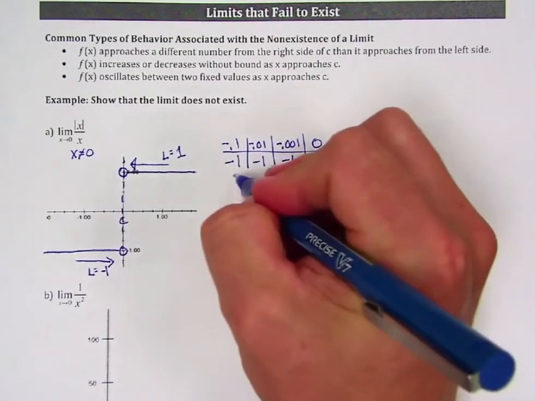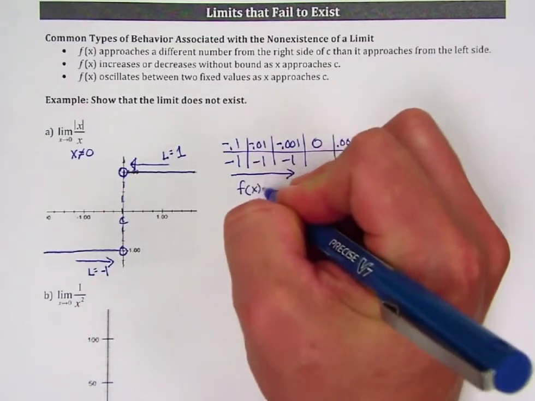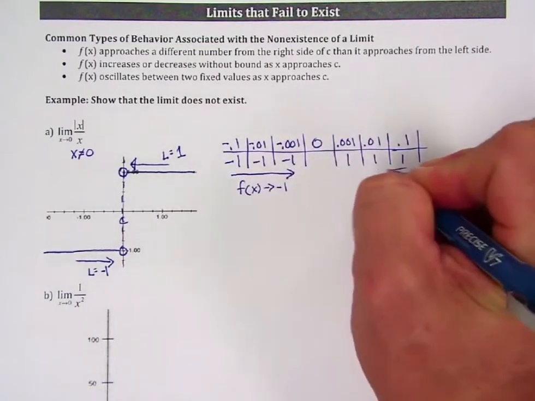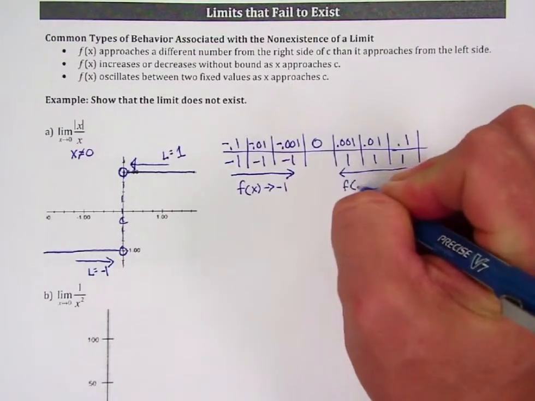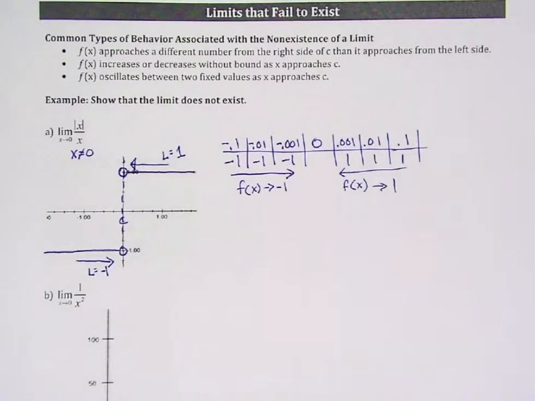So you can see numerically, from the left side, f of x is getting closer to -1, and from the right side, f of x is getting closer to +1.